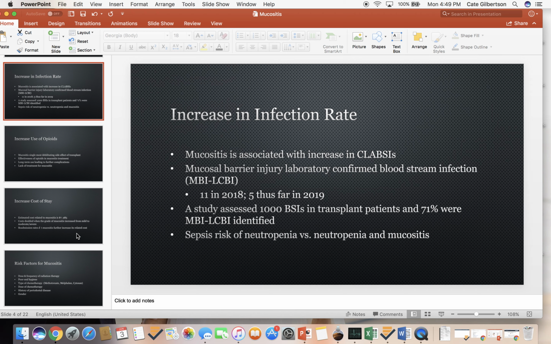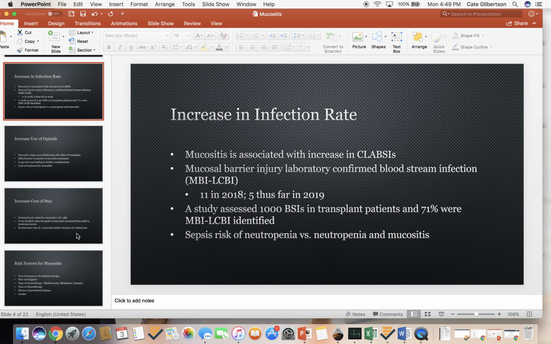So a pretty significant amount of them, not good. In 2019 so far, we've had 5 mucosal barrier injuries and a total of 7 positive blood cultures. So this is a really significant number, and it's also important to highlight that if we can decrease this rate, we could really make an impact for our patients.